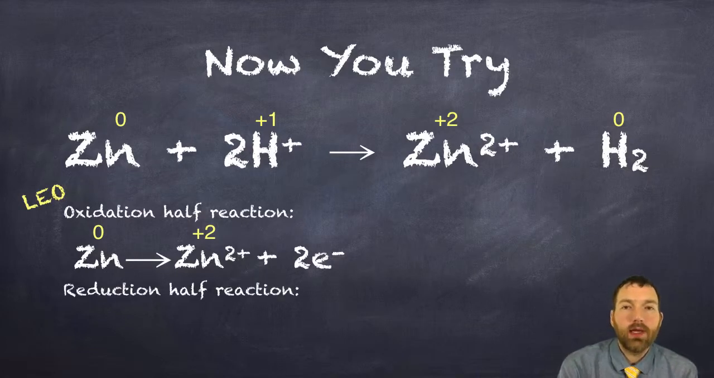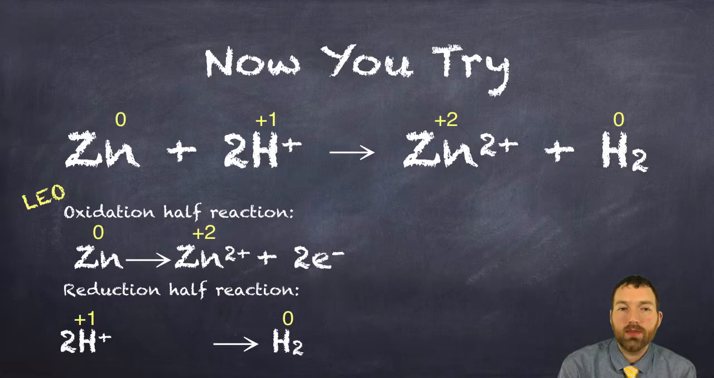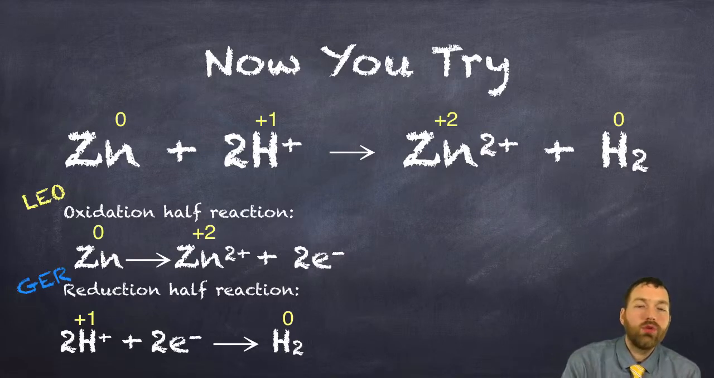Next is the reduction half reaction. If zinc was oxidized, that means hydrogen ion was reduced. It went from a +1 to a 0. So it did that by gaining electrons. So it gained 2 electrons here. It says a 2 because this hydrogen has a little 2 in front of it. So I have 2 hydrogen ions, so 2 +1s need to be balanced out by 2 negative electrons to become a 0 oxidation state here.